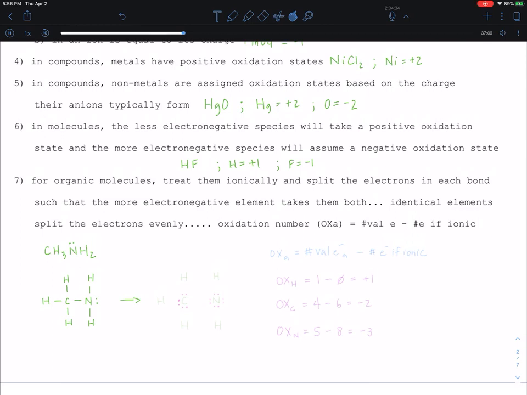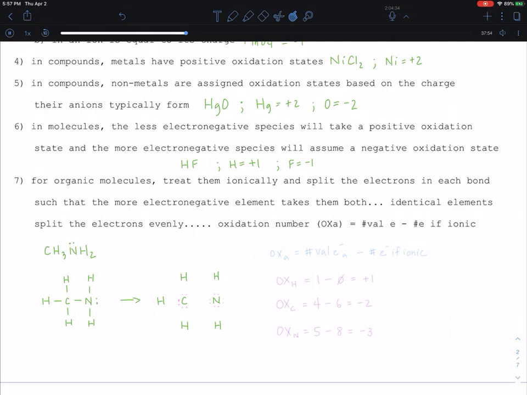We know that hydrogen and carbon don't have a huge difference in electronegativity, but there is a difference all the same. And we know that hydrogen is less electronegative than carbon. So I'm going to draw all of these elements without those bonds. We know that nitrogen is more electronegative than carbon, and we know that nitrogen is more electronegative than hydrogen. So now I'm going to pretend that this is ionic, and I'm going to give the more electronegative species the electrons. Each bond is going to be considered separately.